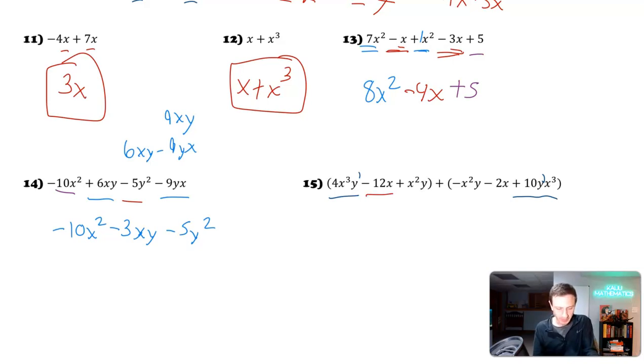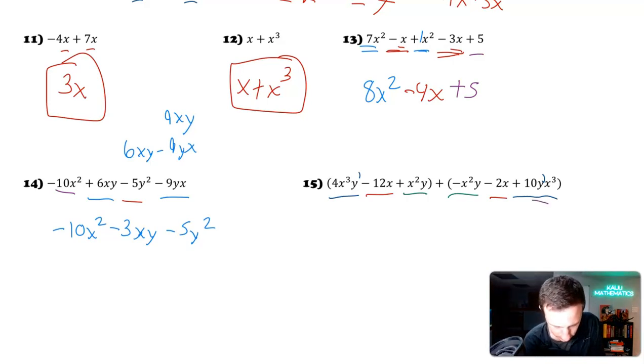Negative 12x. Do I have a like term with negative 12x? I do. Minus 2x. Those are like terms. And then x squared y and negative x squared y. Those are like terms.